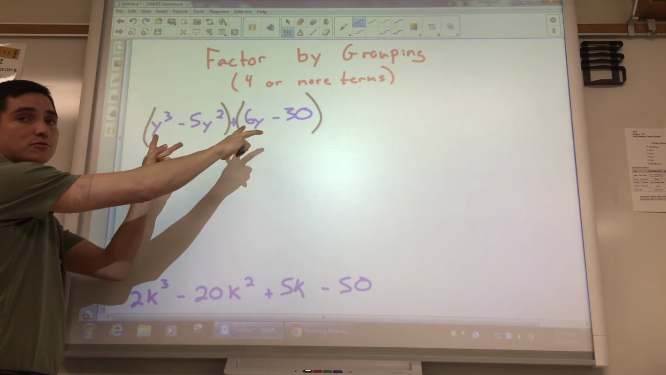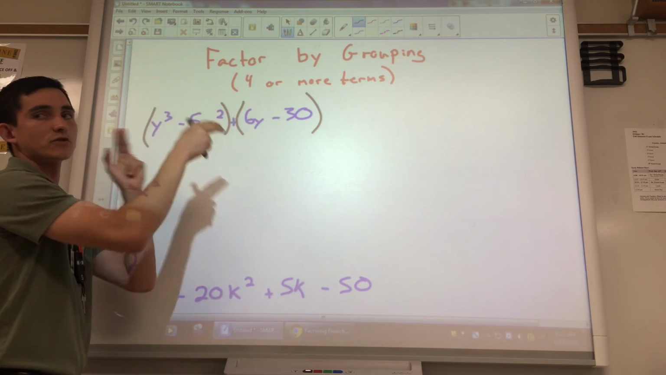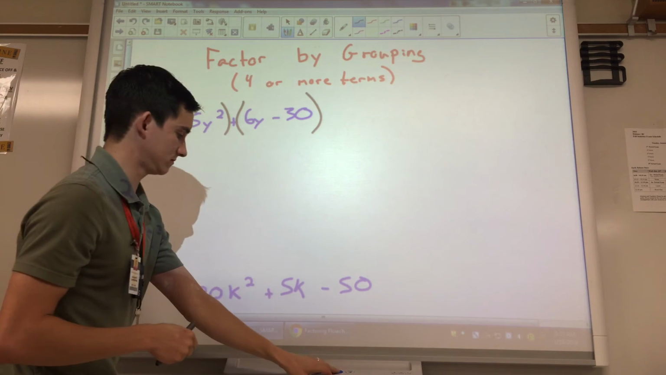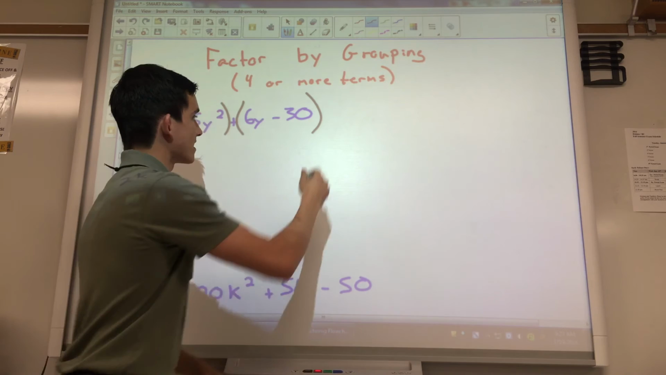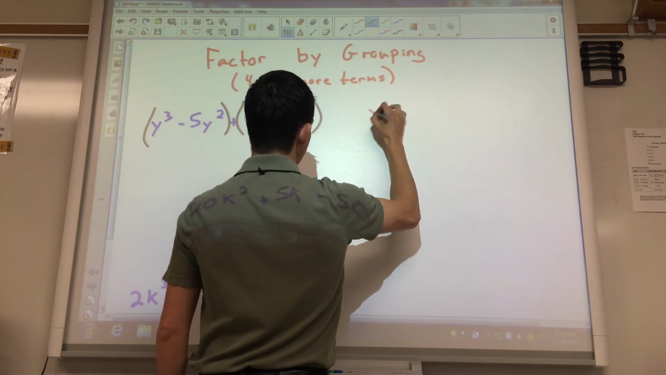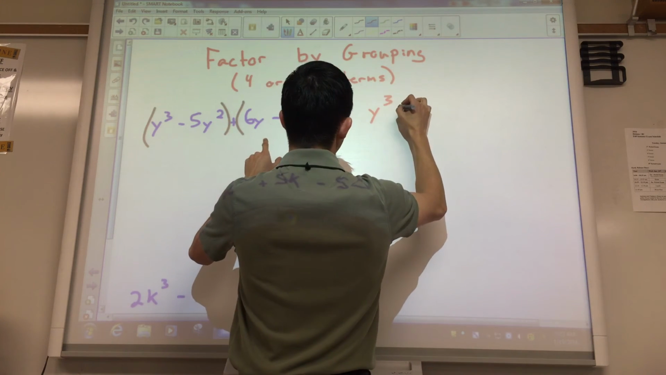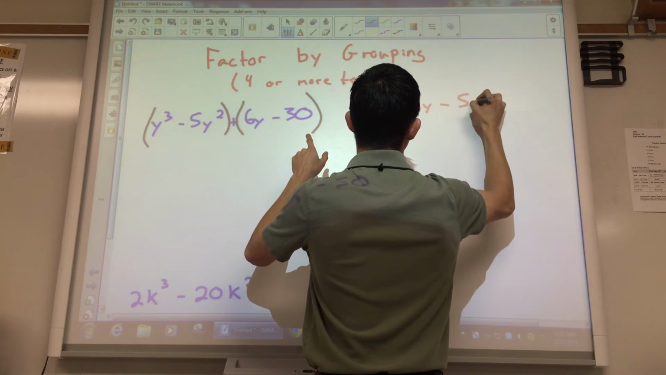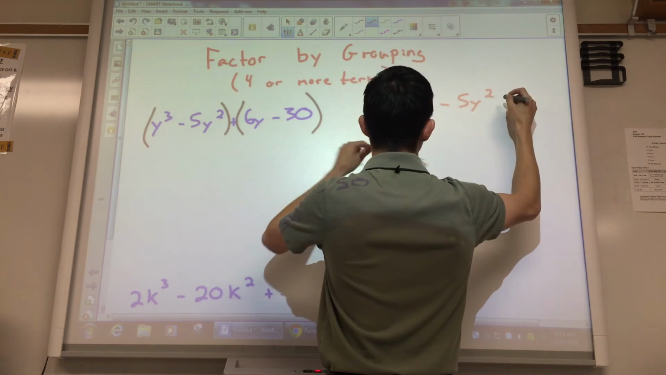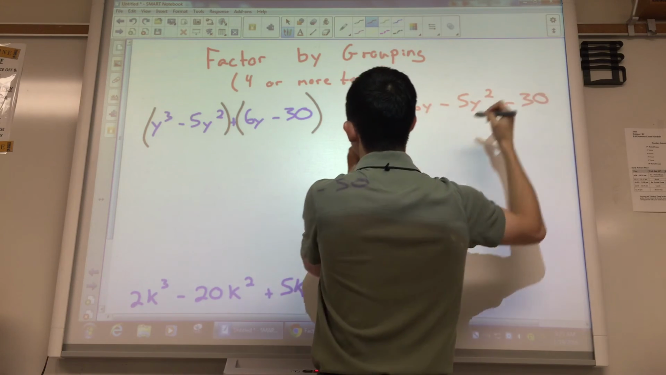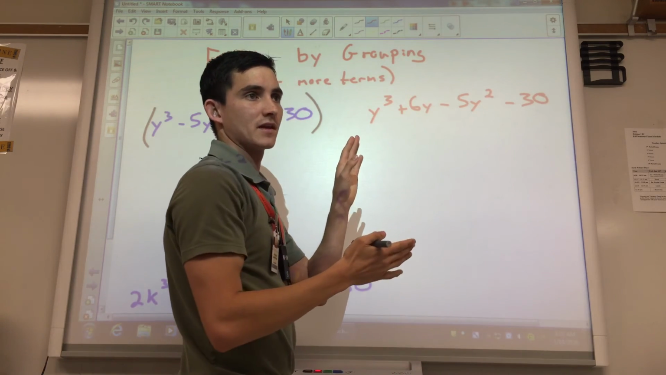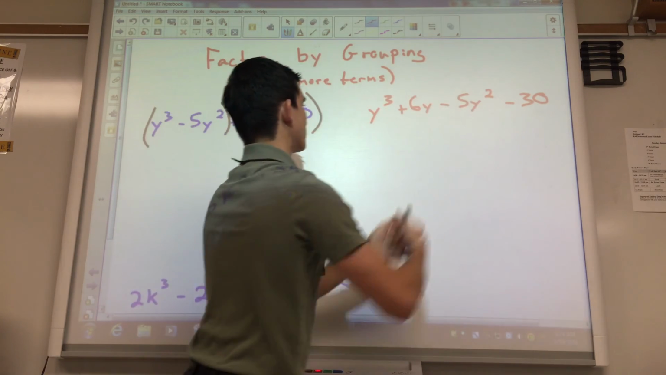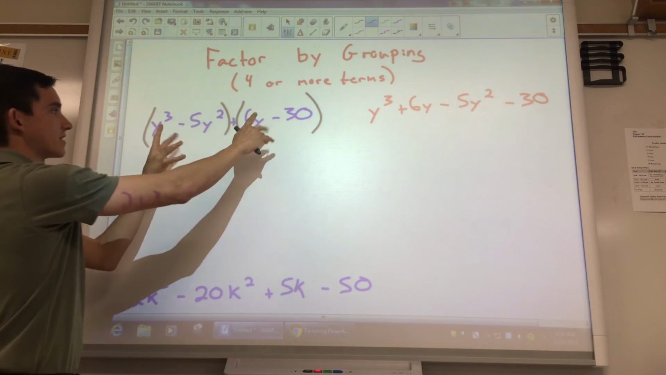If it's not grouped for you, you might have to find a way to group it, okay? So for example, let me, on the side over here, I'm going to write it in just a different order. So if I have plus 6y minus 5y squared minus 30. If it's written like that, right, you actually have to realize that you need to switch these 2 places. So let's go ahead and start here, though.